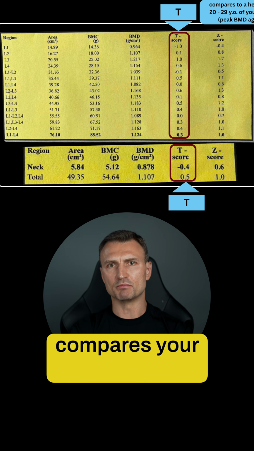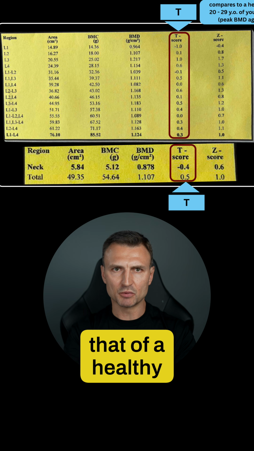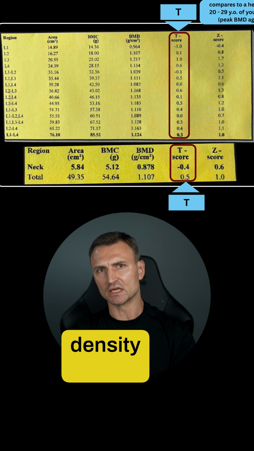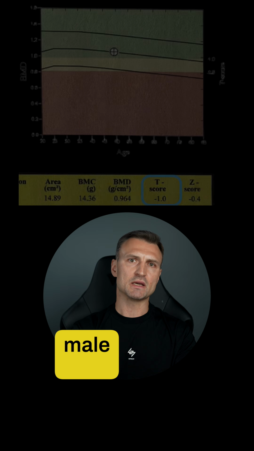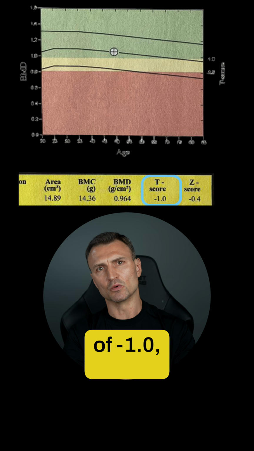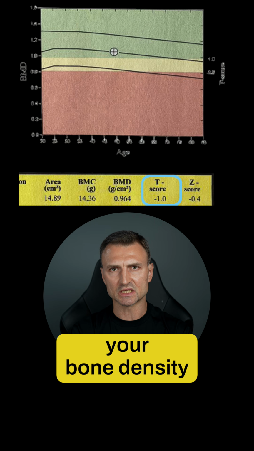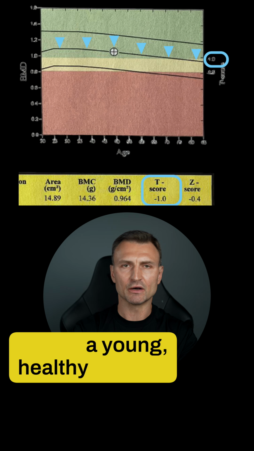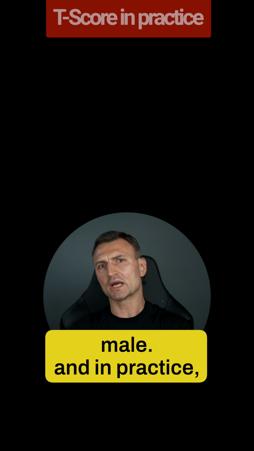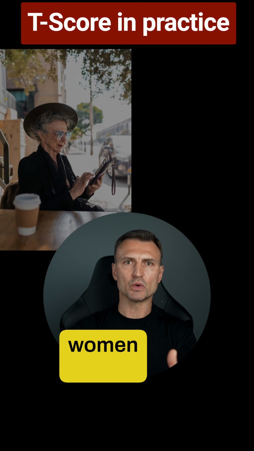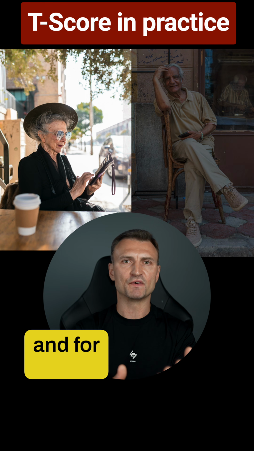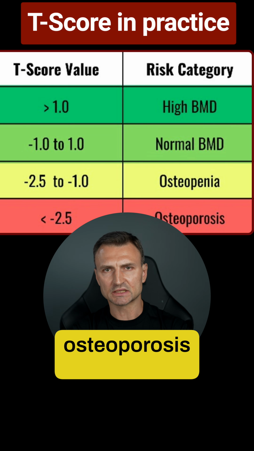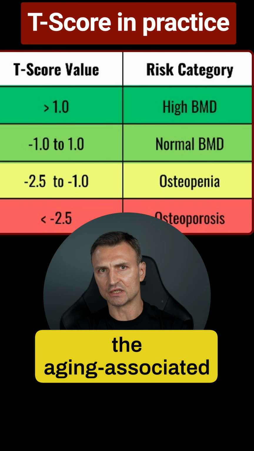T-score compares your bone density to that of a healthy population of your own sex aged 20-29 when the bone density is at its peak. For example, if you are a male and you have a T-score of -1.0, it means that your bone density is 1 standard deviation below the median of a young, healthy 20-29-year-old male. And in practice, we use T-scores for women after menopause and for 50-plus-year-old males to check for osteopenia and osteoporosis and assess for the aging-associated fracture risk.